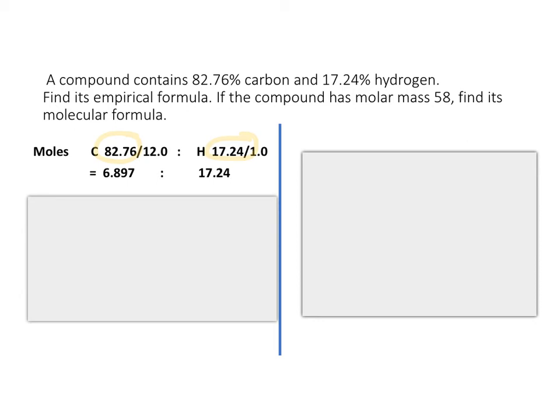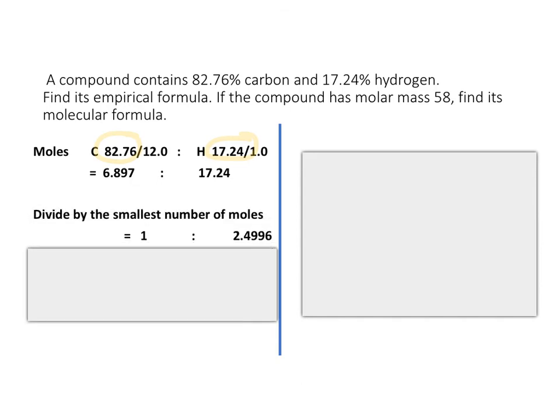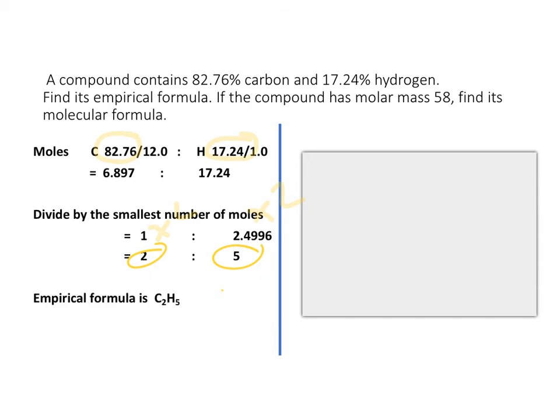Now obviously that's a ratio, but we can't put that in a formula. So we divide by the smallest one, which is 6.897, and that gives us 1 to 2.5. You can't have a formula of 1 to 2.5, so to remove that 2.5, we times both by 2, and that gives us 2 to 5. So 1 times 2 gives us a 2 there, and 2.5 times 2 gives us 5 there. And once we've done that, our empirical formula is C2H5.